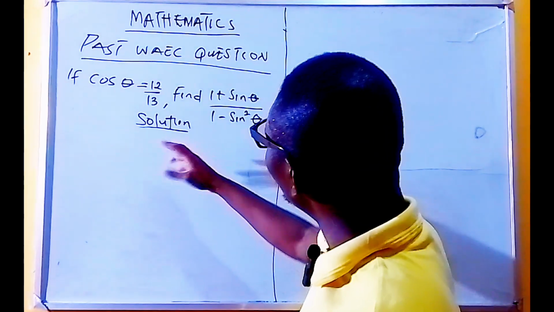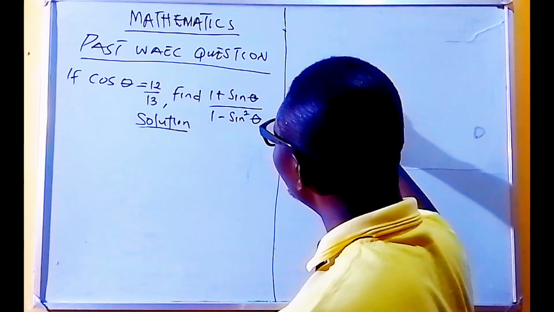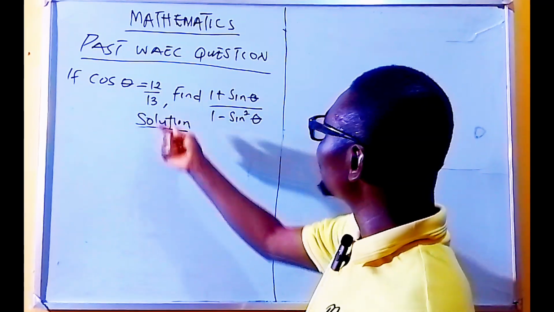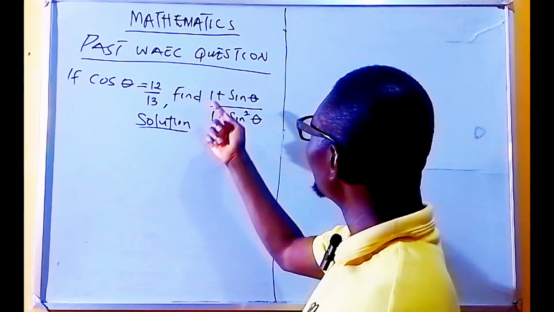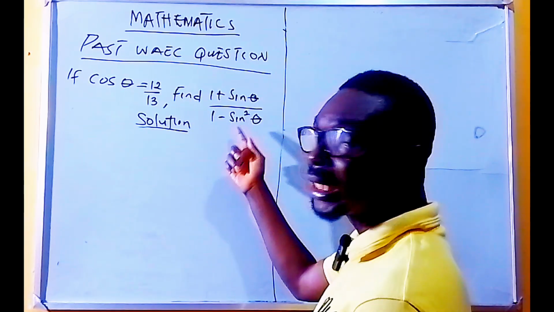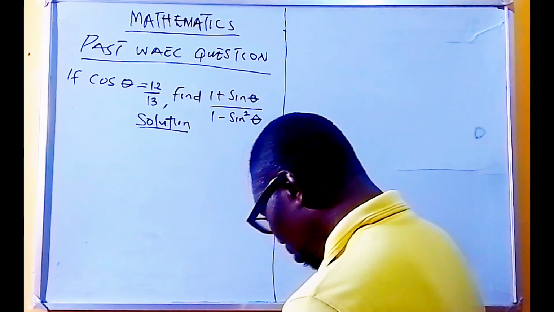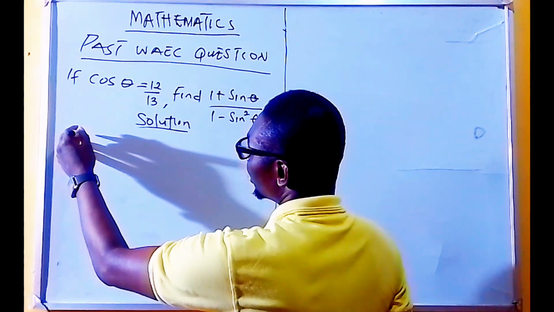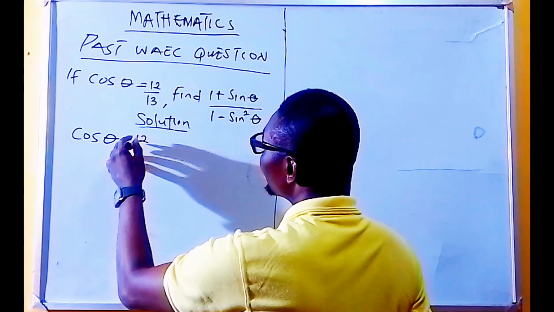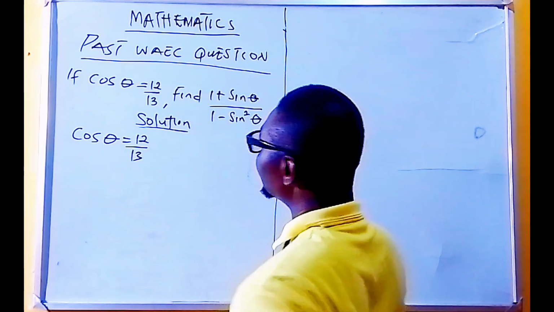Today we are going to solve this problem on the board. If cos theta is equal to 12 over 13, find (1 plus sine theta) all over (1 minus sine square theta). Yes, to solve this, cos theta is equal to 12 over 13.